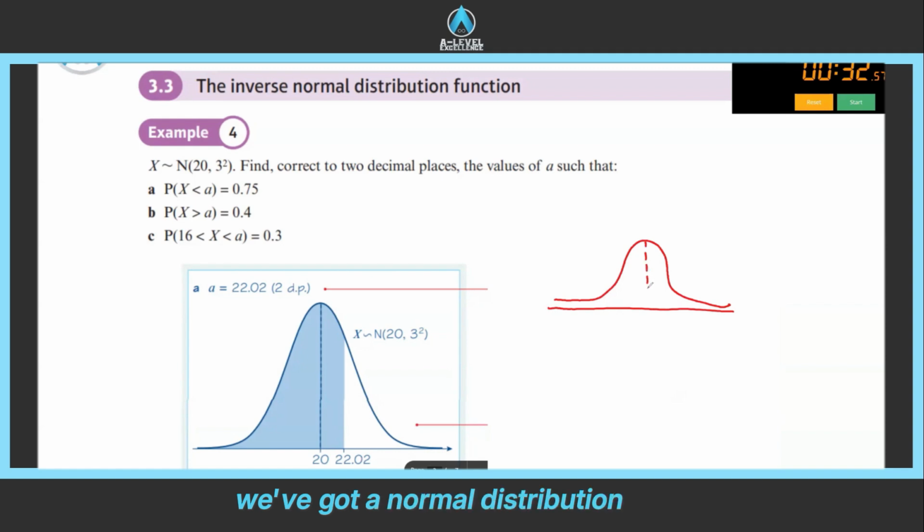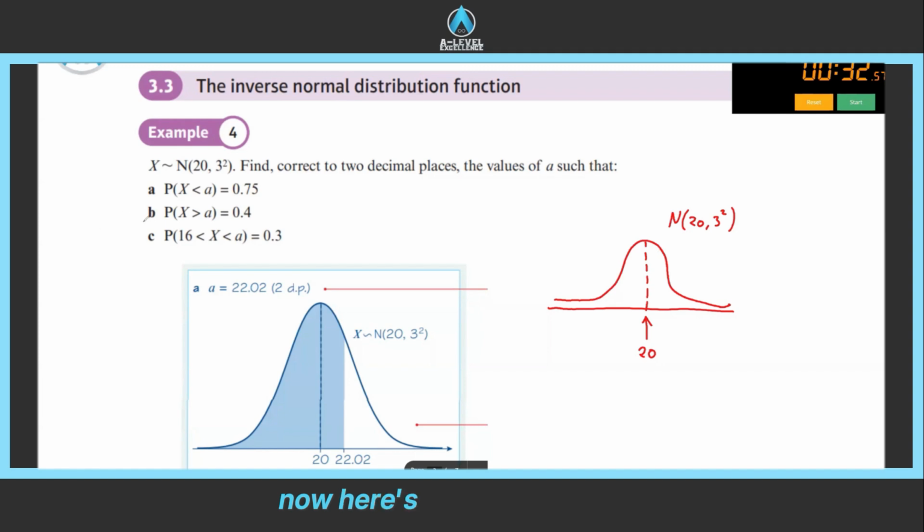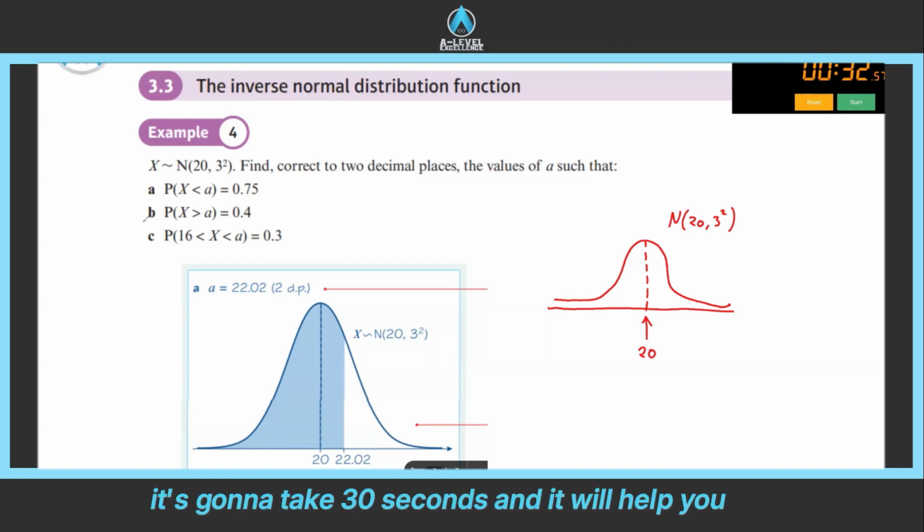We've got a normal distribution, where we know the mean in this case is 20. You could write it like this. It's a normal with a mean of 20, and this is 3 squared. So that's what the diagram looks like. And the 20 is down the middle because it's symmetrical. Now, here's the question, and this is really important. So please, everyone, make sure you just watch this diagram. It's going to take 30 seconds, and it will help you out.